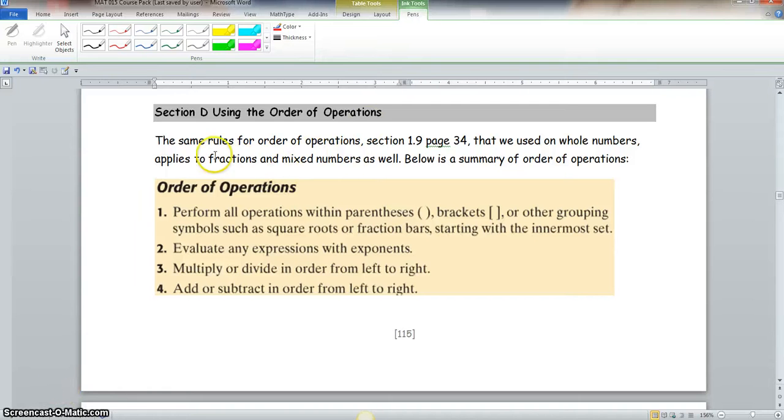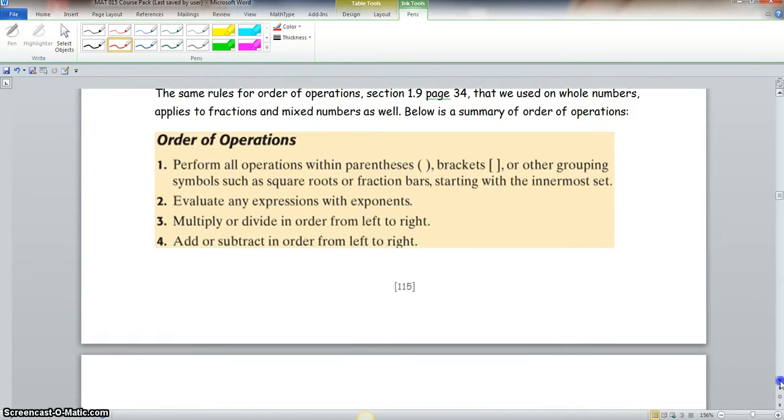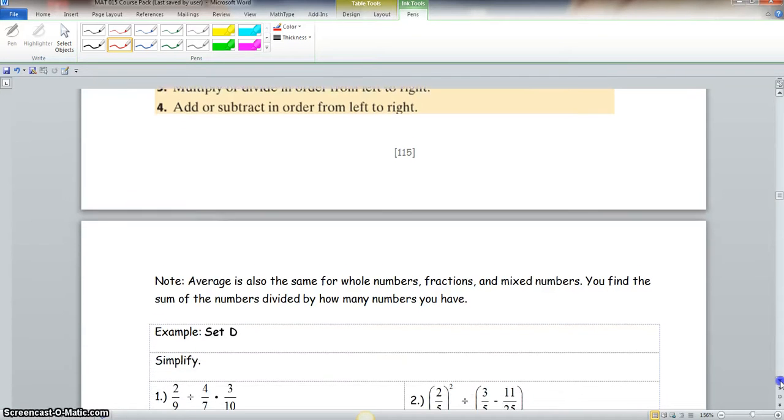Now we're on section D, which is using the order of operations. Now, what happens is this. It says the same rules for order of operations that we use on whole numbers apply to fractions and mixed numbers as well. Below is the summary of the order of operations. Now we went over that, so you can read that at your leisure.